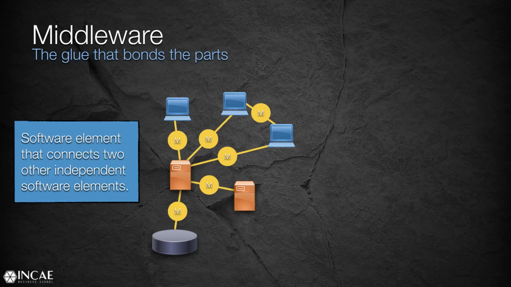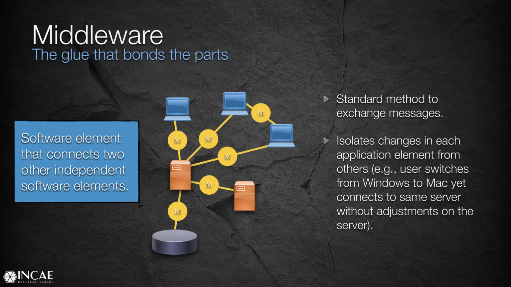So with this example, it becomes clear that middleware is basically that software that enables any two elements in my application architecture to exchange messages with each other, to communicate with each other. And one of the key benefits of using middleware is that it enables us to isolate changes in each application element from changes in the others.